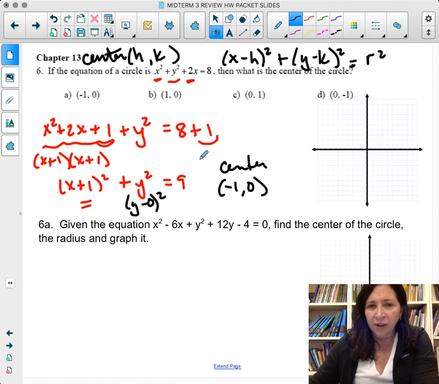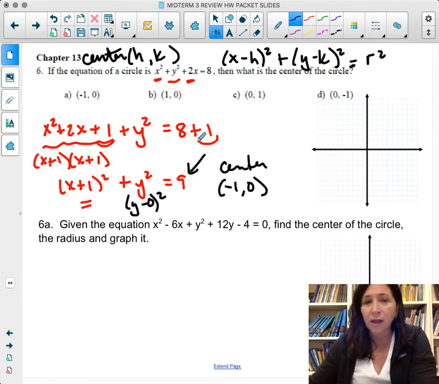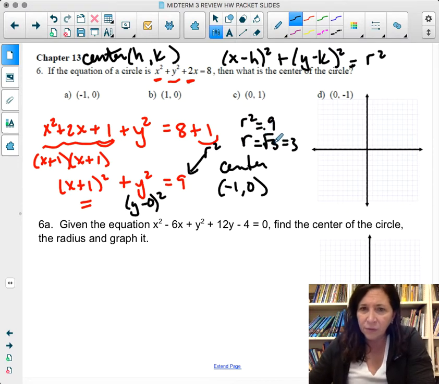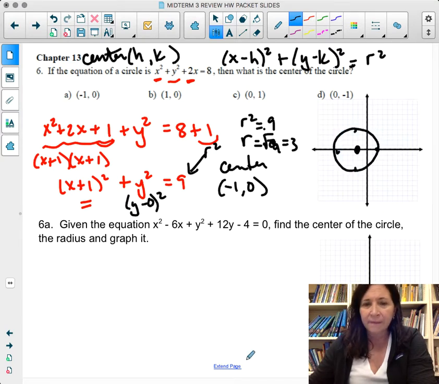Now, just for fun, I know it didn't ask you to write the radius, but on the test we will ask you to do that. That is equal to r squared. So if r squared is equal to 9, then r is equal to the square root of 9, which is 3. So just graphing this, we have (-1, 0). I have a radius of 3, so over, left, down. So my graph would look something like this.